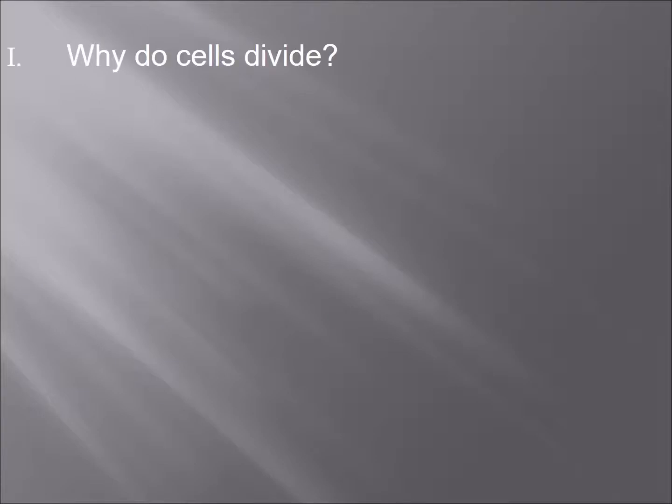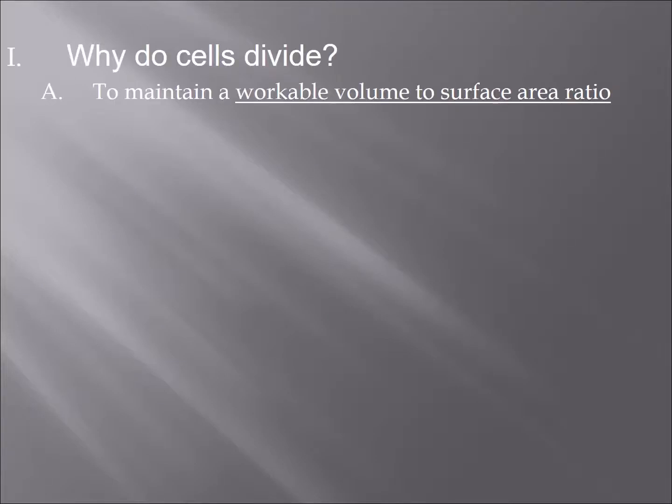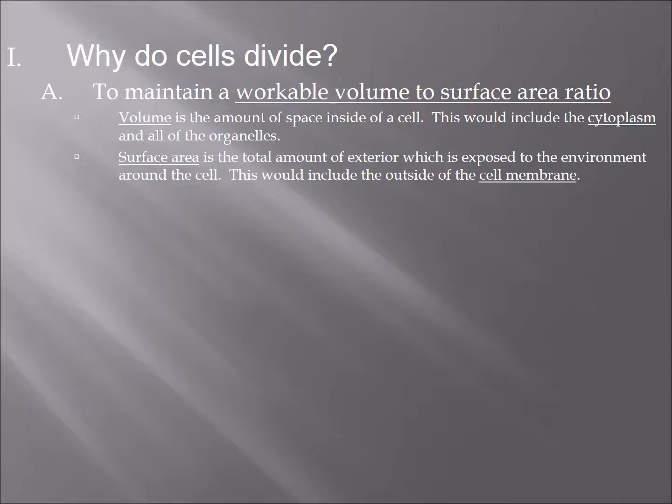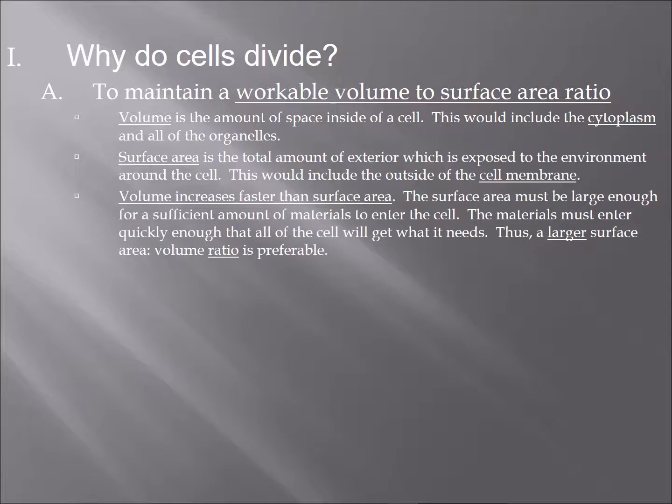All right, so why do cells divide? They divide to maintain a workable volume to surface area ratio. So what does that exactly mean? Volume we know is the space inside of the cell, and that would include our cytoplasm. Surface area is the plasma membrane, the exposed environment of the cell. So volume increases faster than surface area. All right, so in cells, we want a larger surface area to volume ratio.